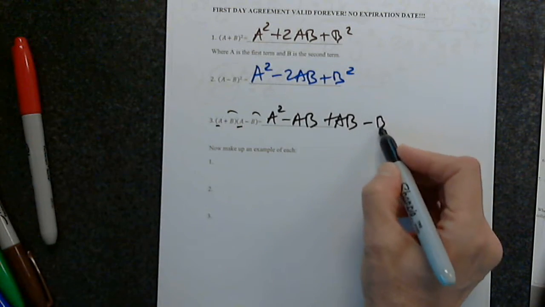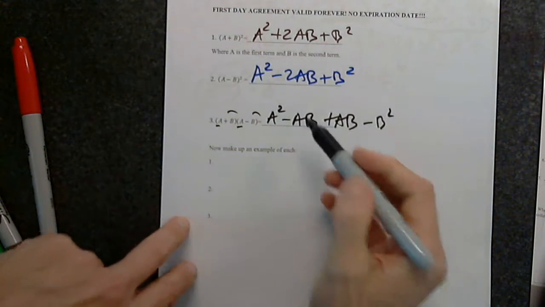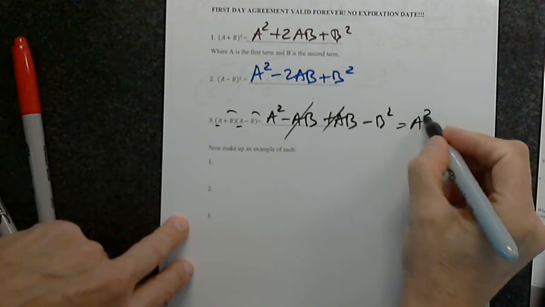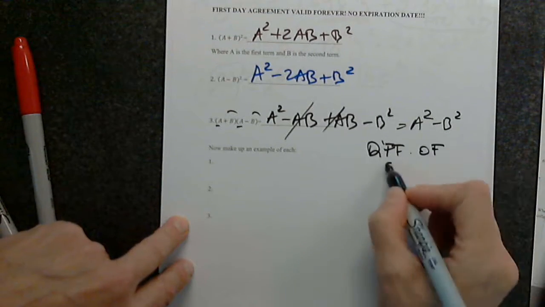Now look at this and say, oh, I know what happens here. Is it A squared minus B squared? Indeed. So this is indeed only A squared minus B squared, and this is called the difference of squares.